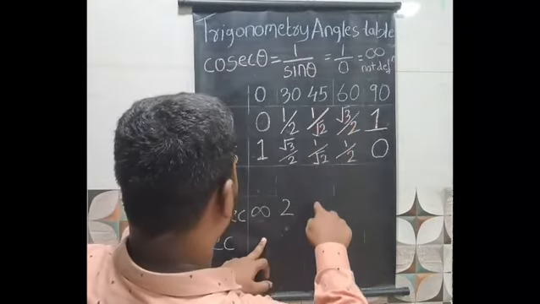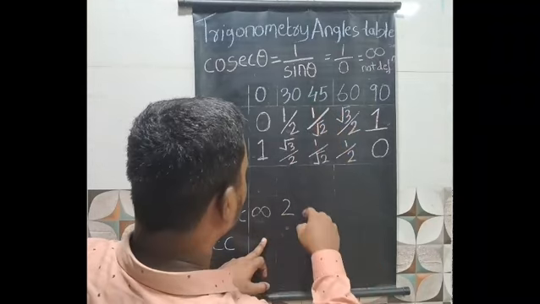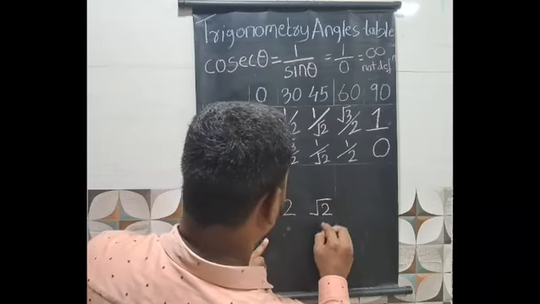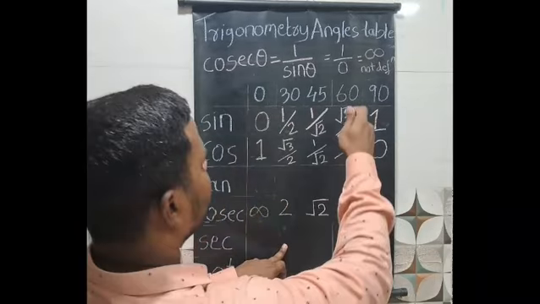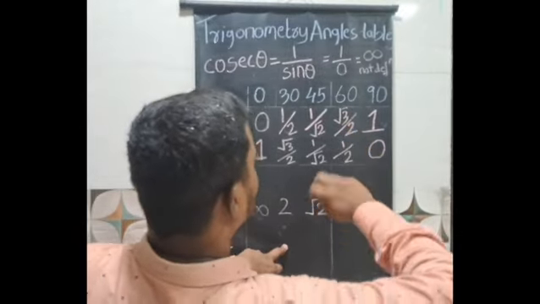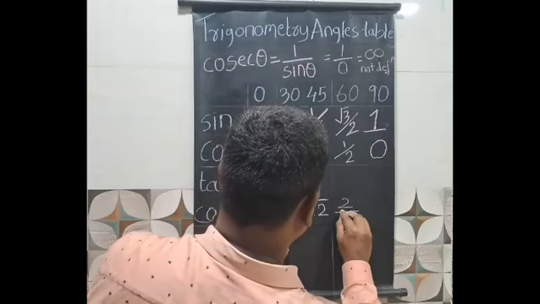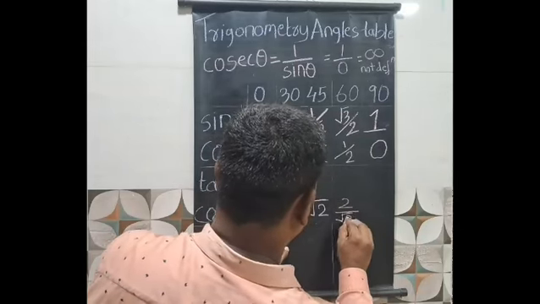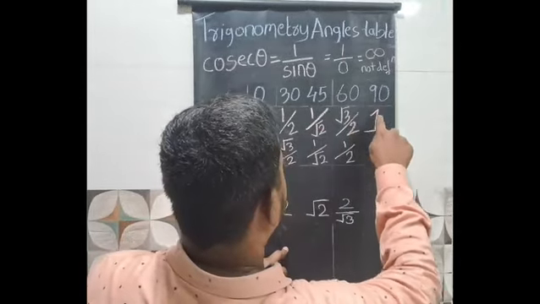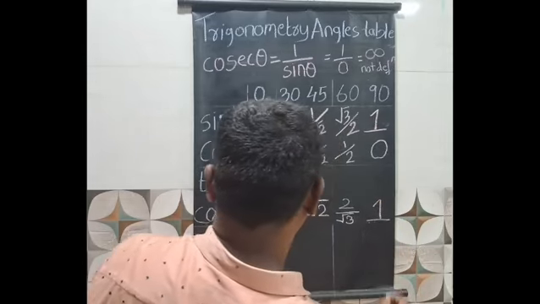Same thing for 45 degrees. Sine 45 is 1 upon root 2, so we take the reciprocal and we'll get root 2. Going forward with angle 60, sine 60 is root 3 upon 2. We reverse it, upside down, and write 2 upon root 3. Similarly for 90, sine 90 is 1, and we take the reciprocal as 1.